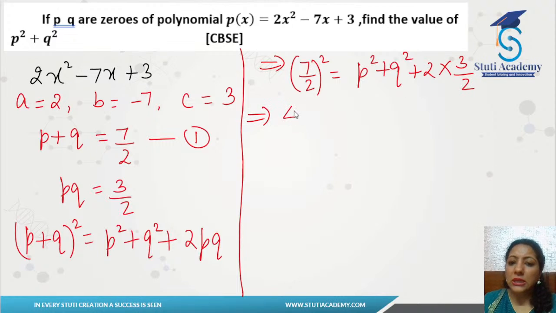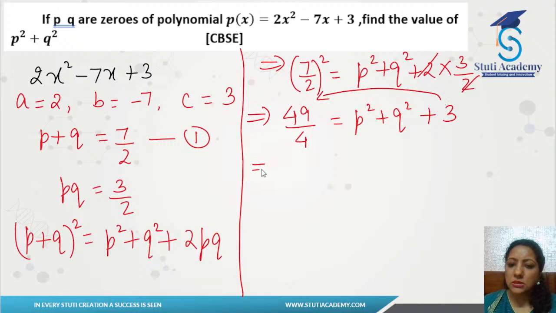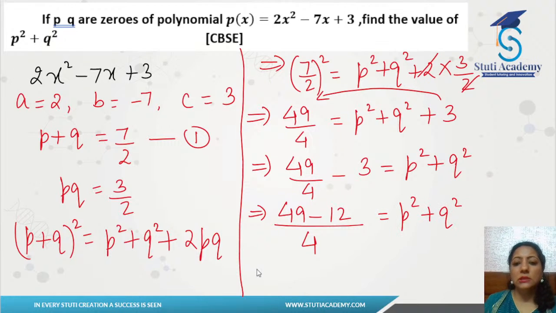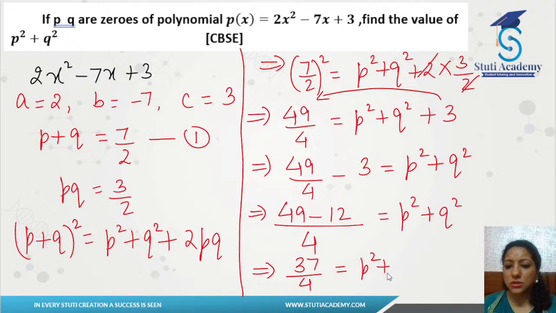Now we'll get here 49 upon 4. And then this is p square plus q square. And I can cancel out these 2's and I'll get here 3. Now I'm going to take this 3 on the other side. We'll get 49 upon 4 minus 3 is equal to p square plus q square. We can take the LCM here. We'll get 4 as the LCM. And then we have 49 minus 12 here. So 49 minus 12 would be 37. So we have 37 upon 4. That is p square plus q square. Finally, the value of p square plus q square is 37 upon 4. This is the required answer.